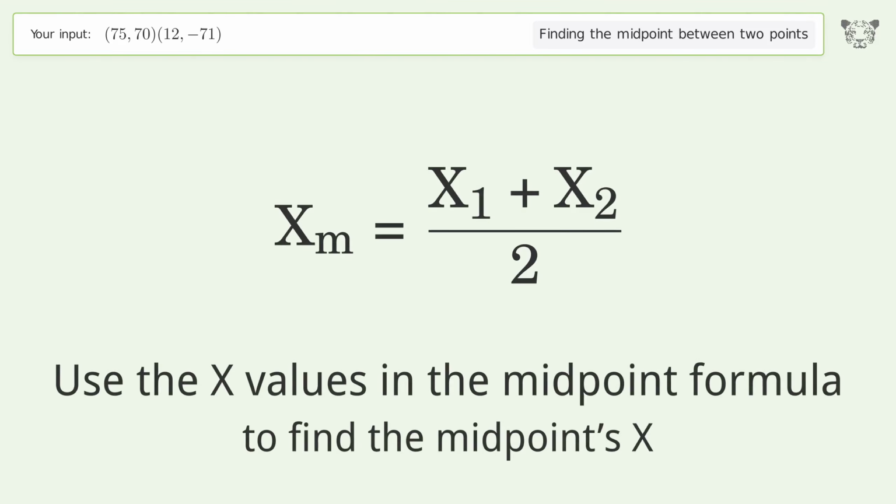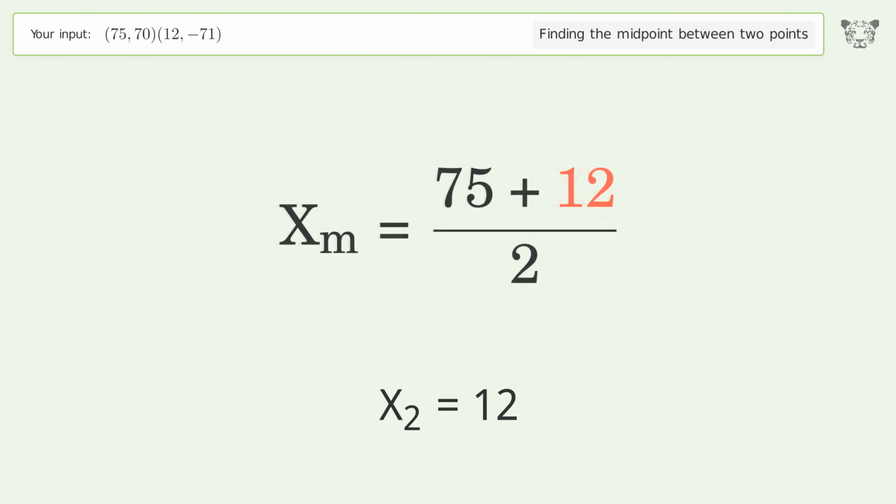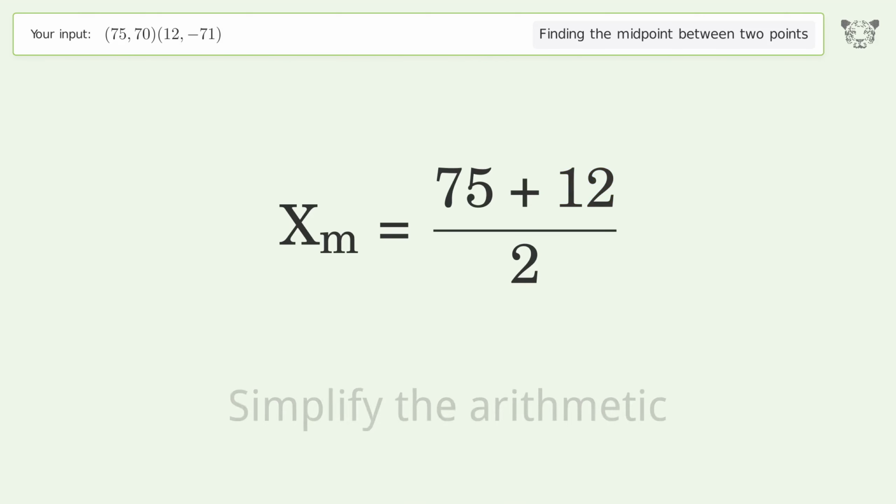Use the x values in the midpoint formula to find the midpoints x. x1 equals 75. x2 equals 12. Simplify the arithmetic.